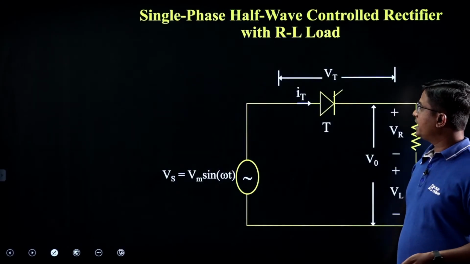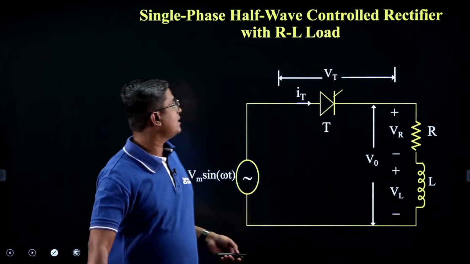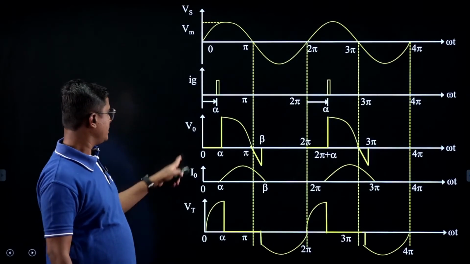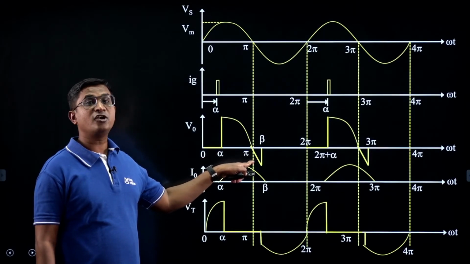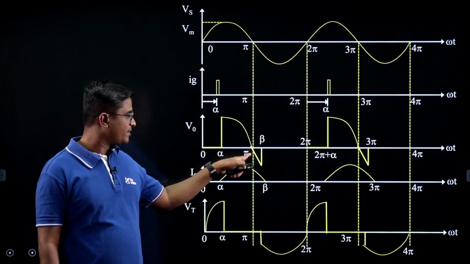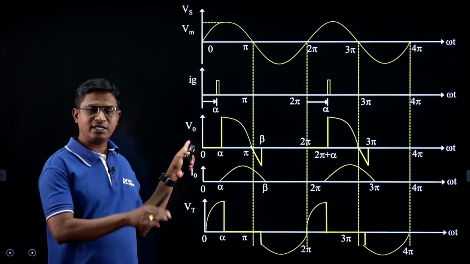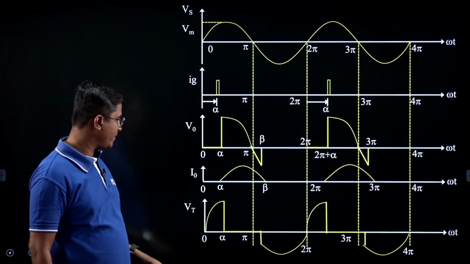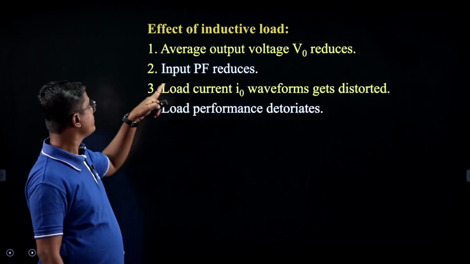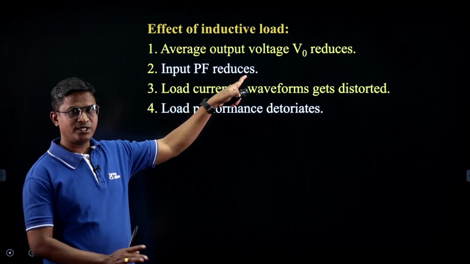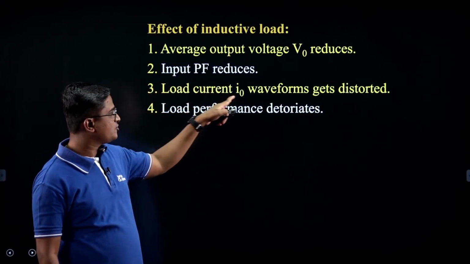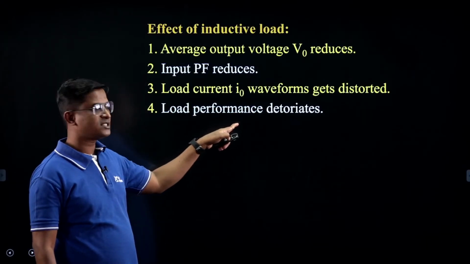Next, single phase half wave control rectifier with RL load. If load is RL, what will change? You will have a short negative pulse here, from pi to beta. Beta is known as the extension angle, and because of that negative pulse, the average value of output voltage decreases. These are some waveforms. Effect of inductive load: average output voltage decreases, as we just discussed, input power factor reduces, load current I0 waveform gets distorted, and load performance deteriorates.